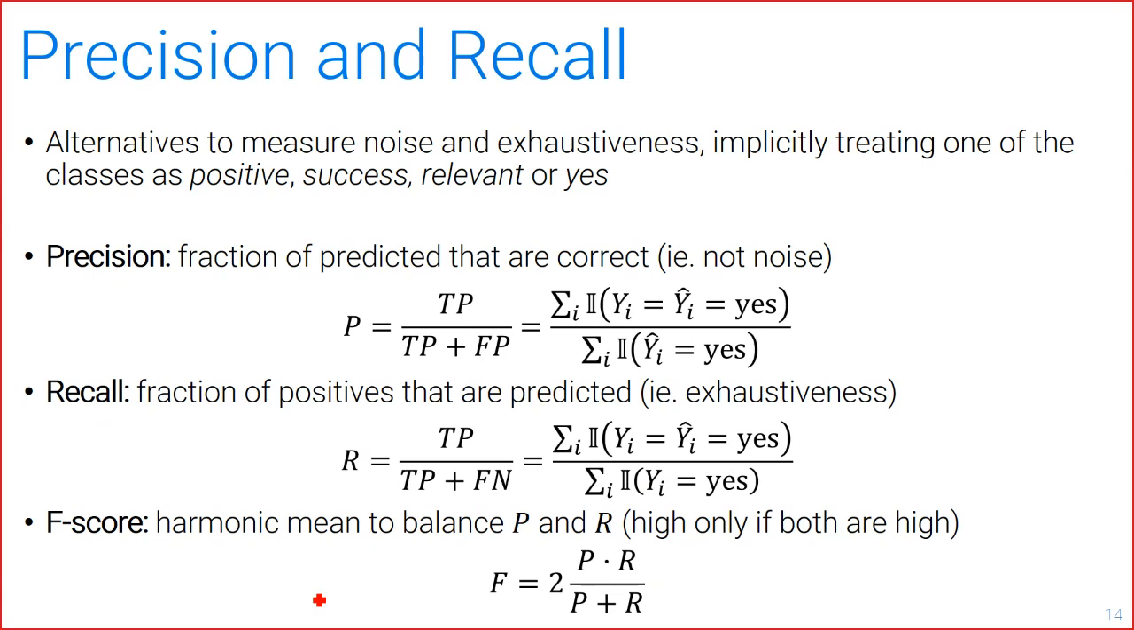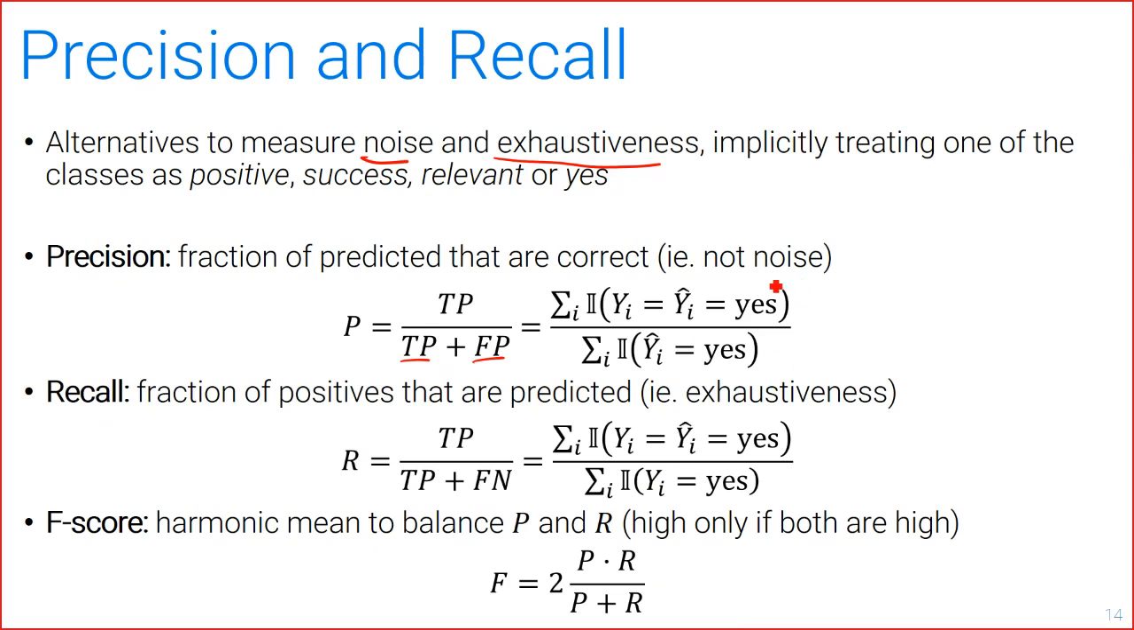And that something else is usually what we call precision and recall. What they measure is the noise in the predictions and the exhaustiveness in the predictions. They implicitly treat one of the classes as positive, success, relevant, or yes. So the thing that we want to detect, so to speak. And so we have precision. It's essentially measuring the fraction of the predictions that are correct, or the fraction of the positives that are correct. So we look at how often the model is correct when it predicts the success class, the yes or relevant or positive class. And so it's the true positives, the cases in which it's positive and correct, divided by the total amount of cases in which we predict a positive, whether it's true or false.